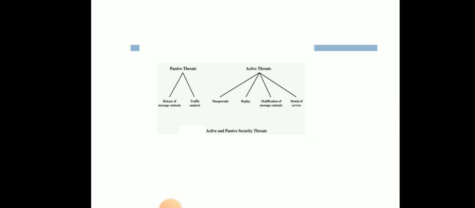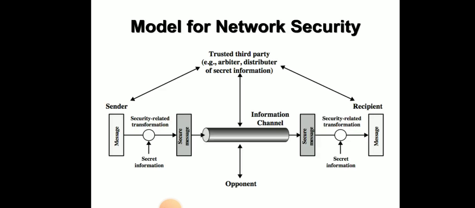Generally we divide the attacks into passive attacks and active attacks. Under passive attacks, or passive threats, we have reading the content of the message and traffic analysis. Active threats are masquerading, replay, modification of the content of the message, or denial of service. These are called active threats.